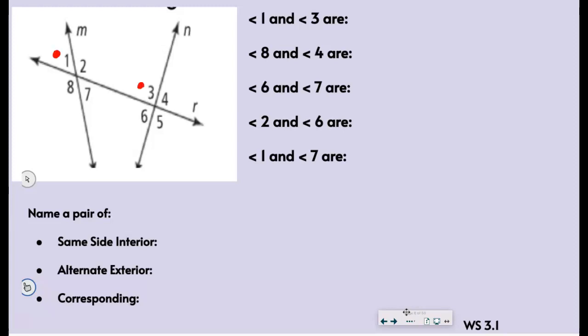Angle 1 and angle 3 are in the same spots in their clumps. Those are called corresponding angles.